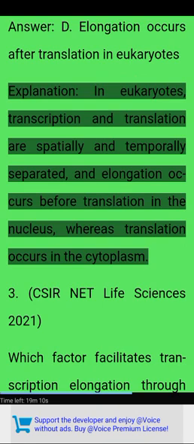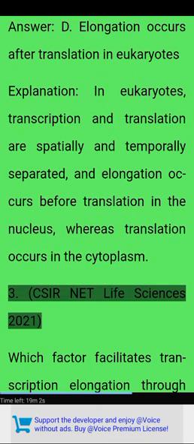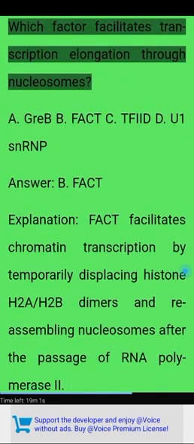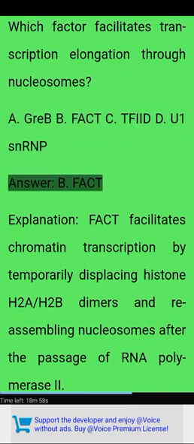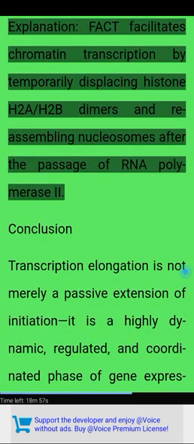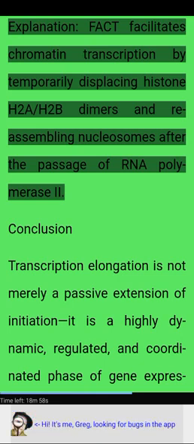Explanation. In eukaryotes, transcription and translation are spatially and temporally separated, and elongation occurs before translation in the nucleus, whereas translation occurs in the cytoplasm. 3. CSIR NET Life Sciences 2021. Which factor facilitates transcription elongation through nucleosomes? A, Rho. B, FACT. C, TFIID. D, U1 snRNP. Answer. B, FACT. Explanation. FACT facilitates chromatin transcription by temporarily displacing histone H2A, H2B dimers and reassembling nucleosomes after the passage of RNA polymerase II.